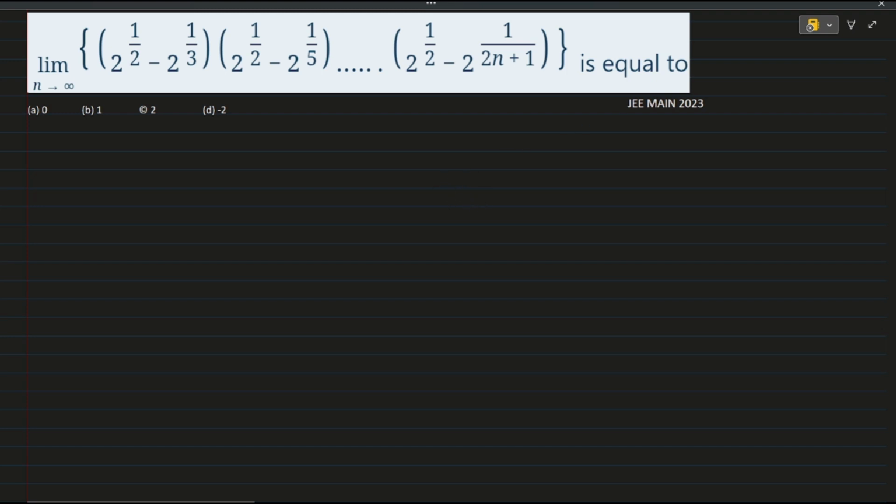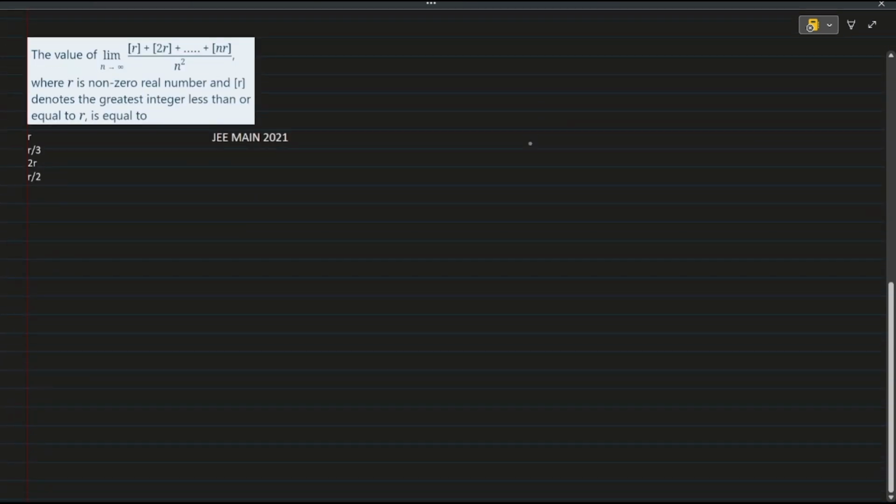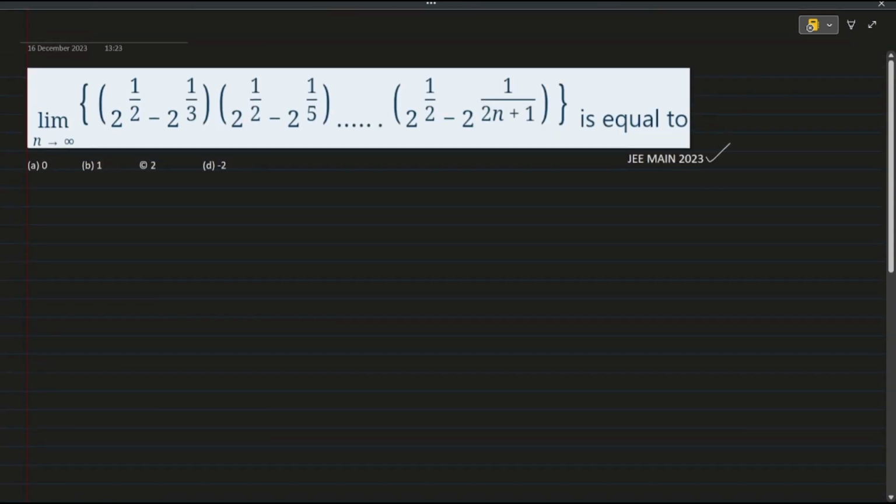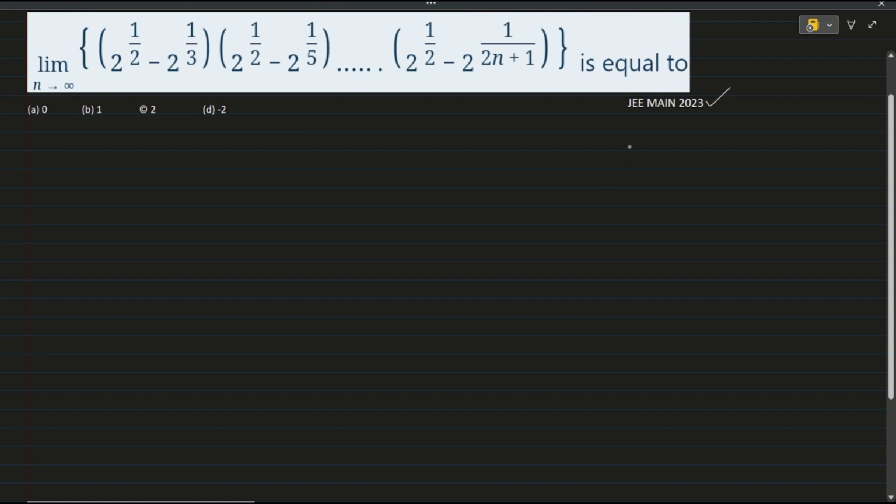Hello everyone. So here's a collection of two questions. One question from JEE Mains 2023 and another question from JEE Mains 2021. Both questions are based on the sandwich theorem. So first of all, we will discuss the sandwich theorem, then we'll come back to the question. So what is the sandwich theorem?